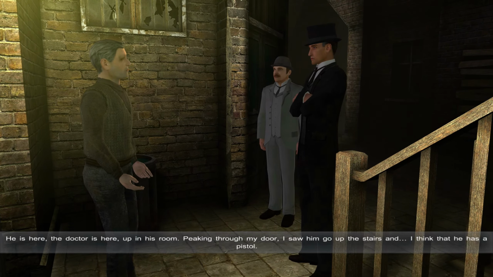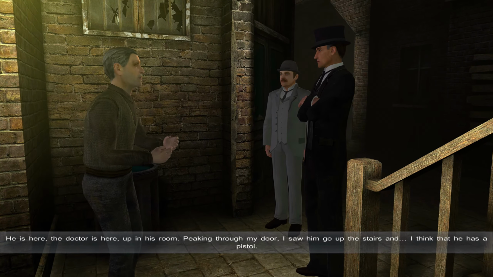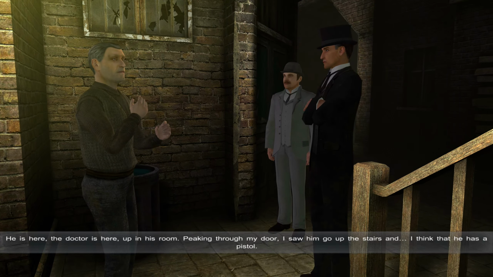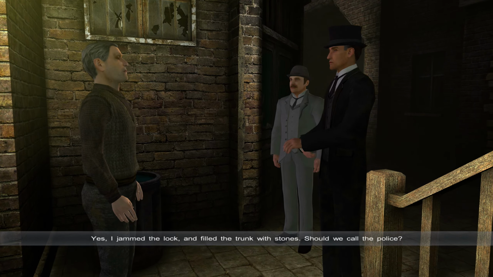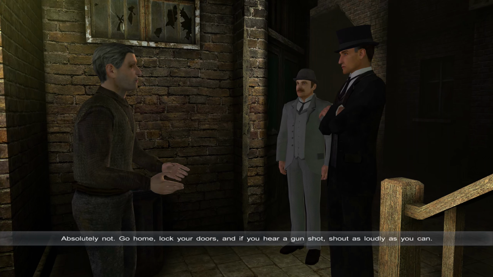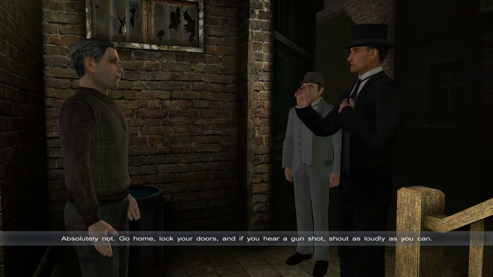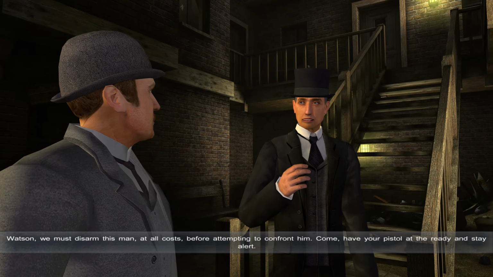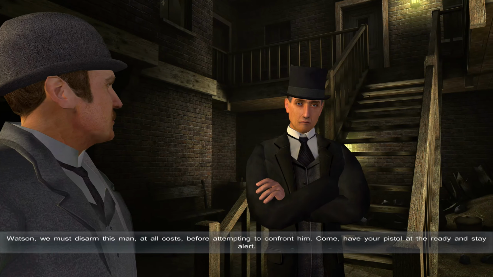He is here. The doctor is here, up in his room. Peeking through my door, I saw him go up the stairs, and I think that he has a pistol. Regarding the trunk, did you do what I told you to? Yes, I jammed the lock and filled the trunk with stones. Should we call the police? Absolutely not. Go home, lock your doors, and if you hear a gunshot, shout as loudly as you can. Watson, we must disarm this man at all costs before attempting to confront him. Come, have your pistol at the ready and stay alert.